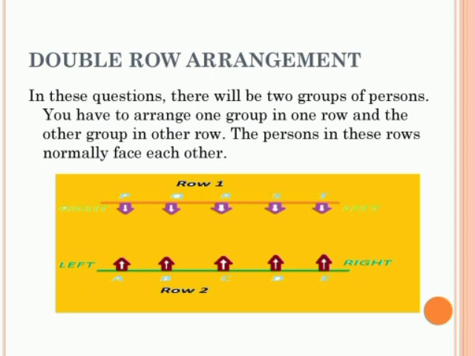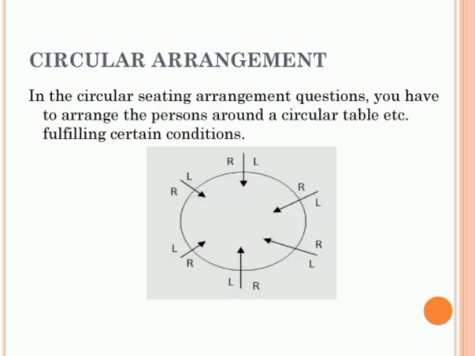Second, we start with the double row arrangement. Here people are sitting in 2 groups. You have to arrange one group in one row and the other group in the other row. They could be facing each other or away from each other. So in such type of questions as well, you can see the left and right changes according to the face of the persons.